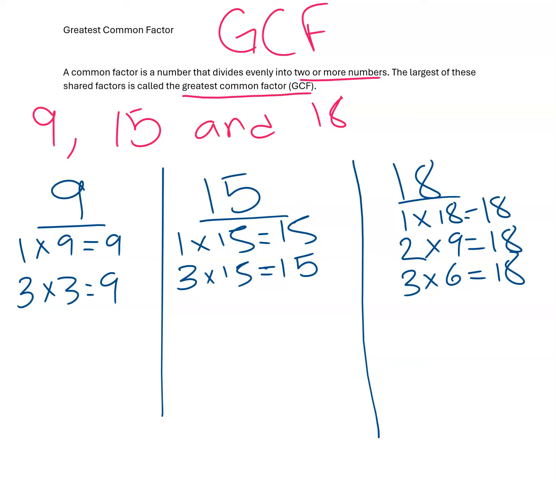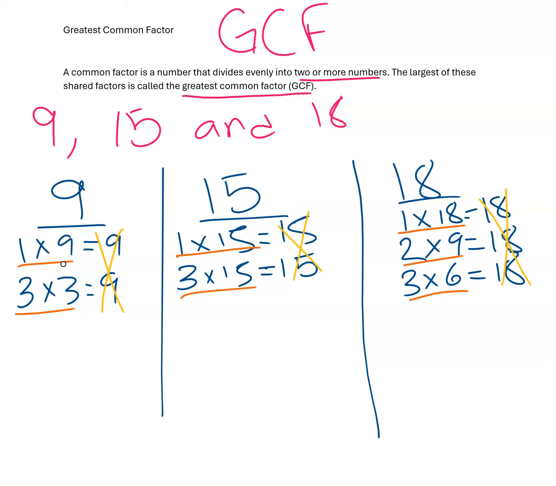So step 2 would be to find the greatest common factor. Now they can have a lot of common factors, but we got to find the greatest. So we're not looking at this row, which is our answers. A lot of students get confused in that. We are only looking at the factors, which means the ones that equal that number. So for instance, we're looking at 1 times 9 and 3 times 3, 1 times 15, 3 times 5, 1 times 18, 2 times 9, and 3 times 6.